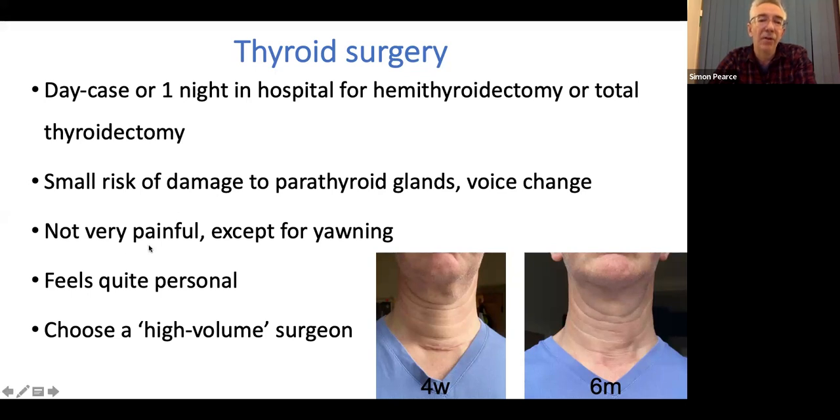I found it a not very painful thing. I was on painkillers for 3 or 4 days. The thing I found surprising, which I didn't know about, was yawning was quite painful, because they cut the strap muscles surrounding your thyroid to pull it out, and you tend to use those when you're yawning. So that was a surprise for me. When I woke up, it definitely felt quite personal that I'd been kind of injured personally. And I didn't really expect that.